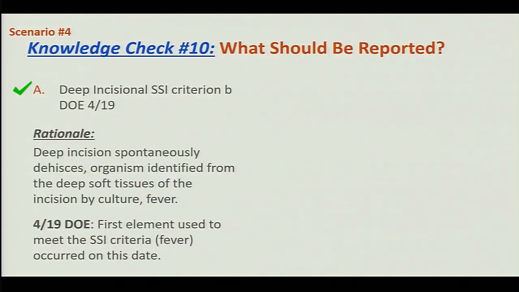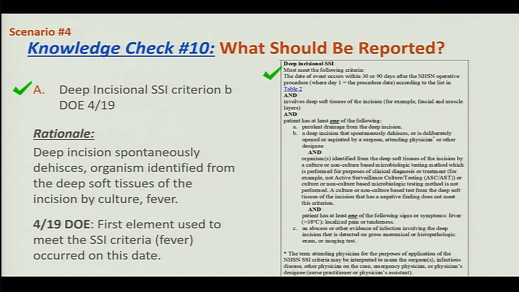First of all, we know that the deep incision spontaneously dehisced. An organism was identified from the deep soft tissues of the incision by culture, and the patient had a fever. 4/19 is your date of event because this is the date that the first element used to meet the SSI criteria, your fever, occurred. Does that make sense?